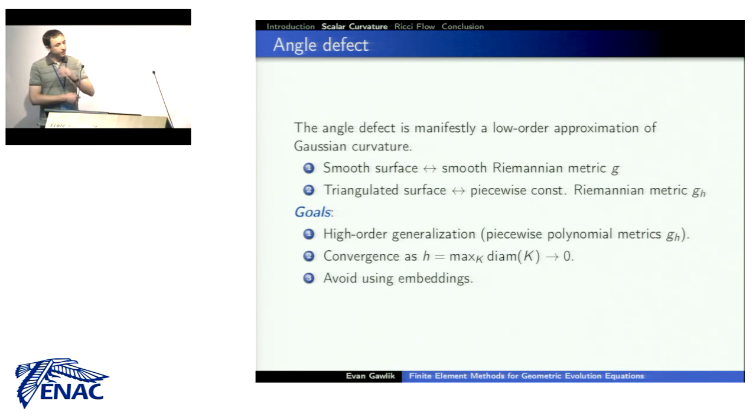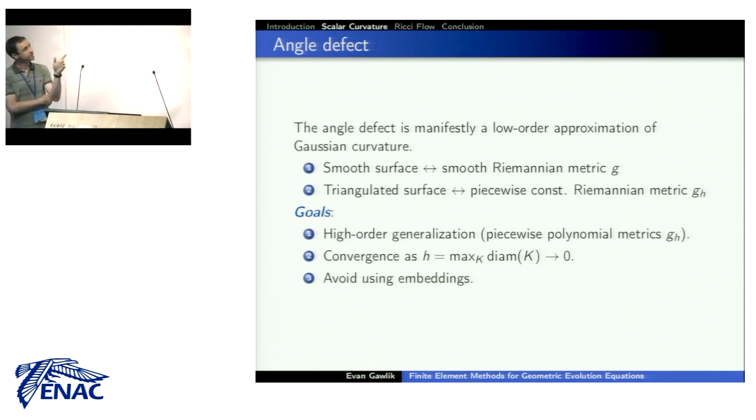As motivation, I'll start by pointing out that the angle defect is manifestly a low-order approximation of Gaussian curvature. If you have a smooth surface, by triangulating it you're approximating a smooth Riemannian metric with a piecewise constant Riemannian metric. So a very natural question is, what would happen if I approximate G instead with piecewise polynomials? How would you define the discrete curvature in that setting? And what can I say about the convergence of such a discretization as I refine the triangulation?